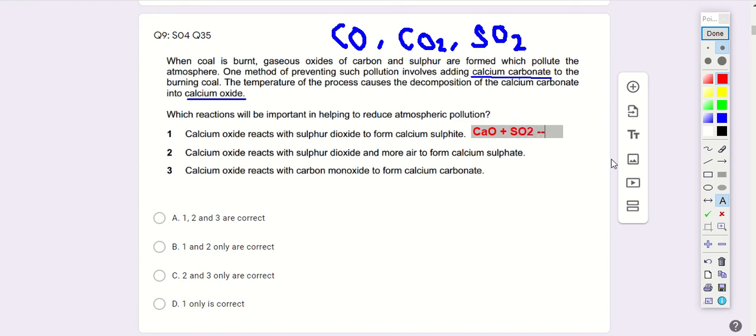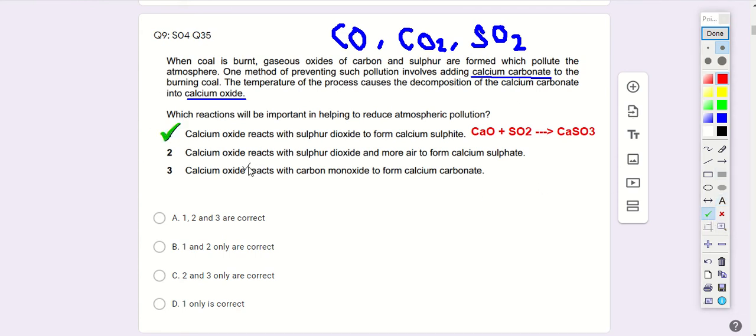Now let's balance the equation. We should get calcium sulfite, CaSO3. Now, let's look at this equation. Correct or not? Yes, 1 Ca, 1 sulfur, 3 oxygen. Yes, it balances the equation. So number 1 is correct.